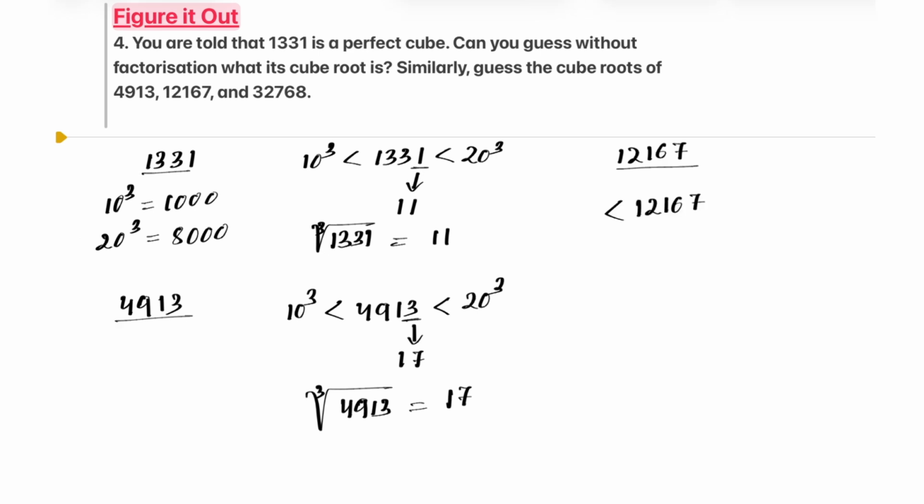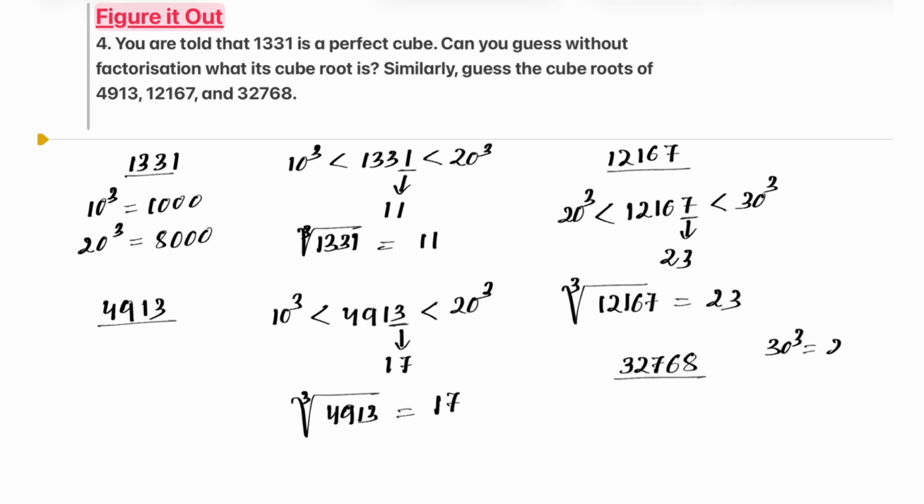Our next number is 12,167. This number lies between 20 cube and 30 cube. 12,167 ends with 7, so its cube root will end with 3. And a number which lies between 20 and 30 having 3 at its unit place is 23. So the cube root of 12,167 is 23.